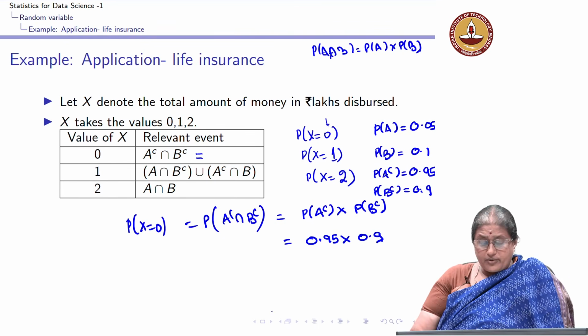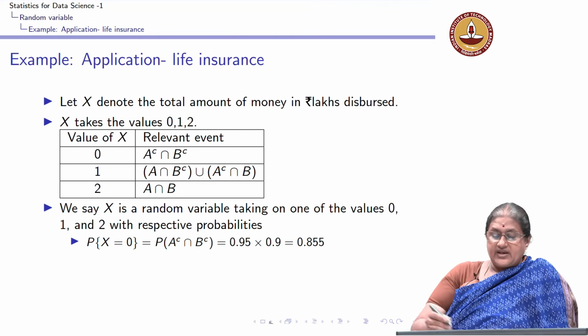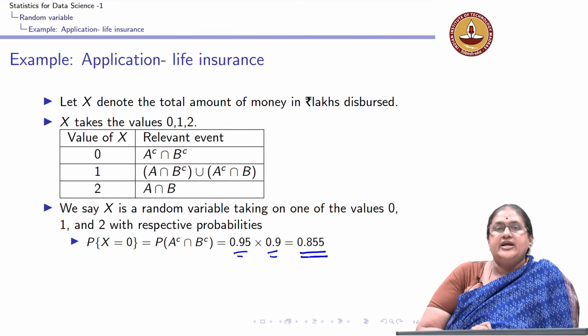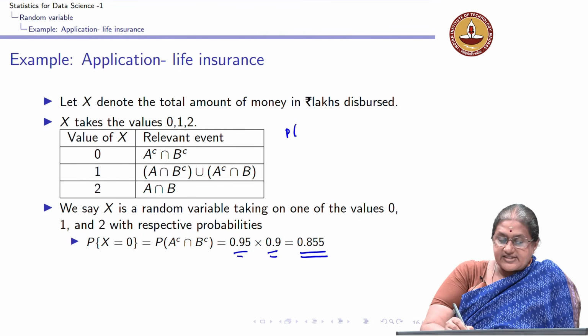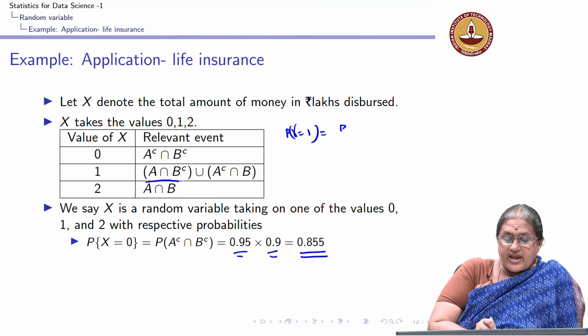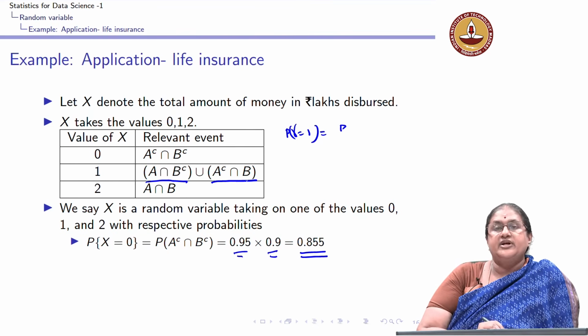So probability X takes the value 0 is 0.95 into 0.9, which is 0.855. Similarly, probability X equal to 1 is again probability of A intersection B complement union A complement intersection B.